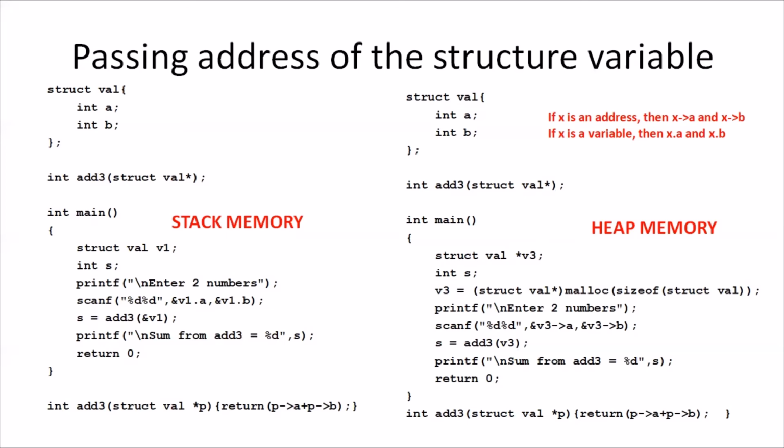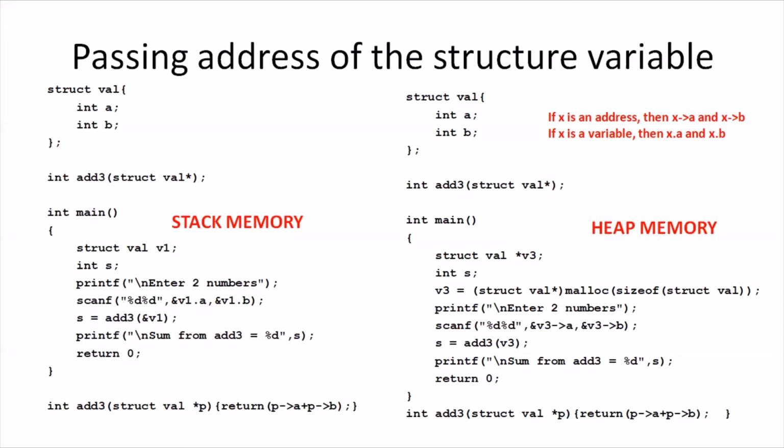When we ask the user to provide us with two numbers as input, note that in the scanf statement we are using &v3 arrow a and &v3 arrow b instead of using the dot operator. While in the case of stack memory, for the scanf statement we had used the dot operator, that is &v1 dot a and &v1 dot b. But now, since a and b are located in the heap memory, we are using the arrow operators to access them. Next, we call the function add3 and we pass the variable v3. v3 is holding the address of the entire chunk of memory that has been assigned.